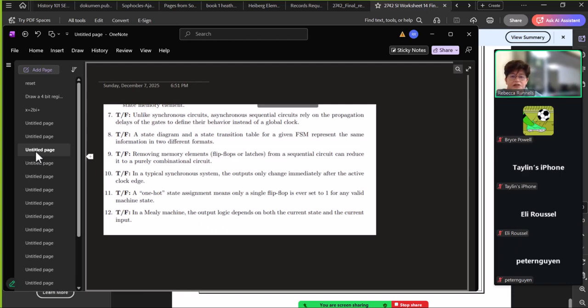In a typical synchronous system, the output only changes immediately after the active clock edge. True. And that active clock edge could be positive or negative. It's just whichever one you choose is active.